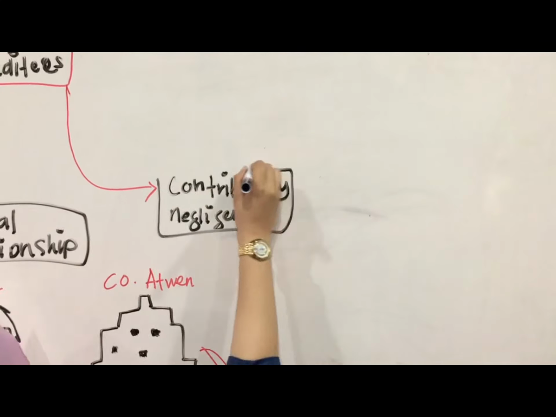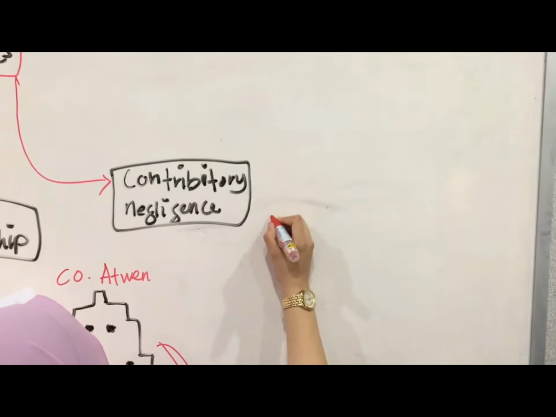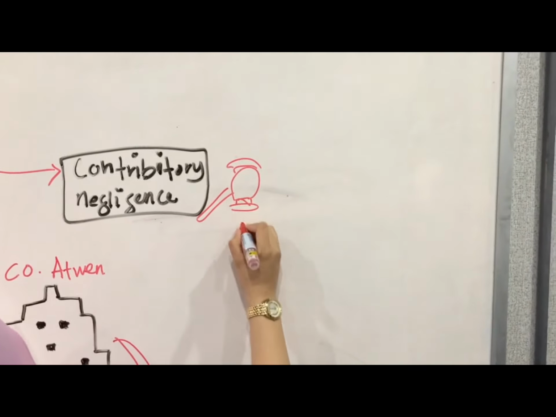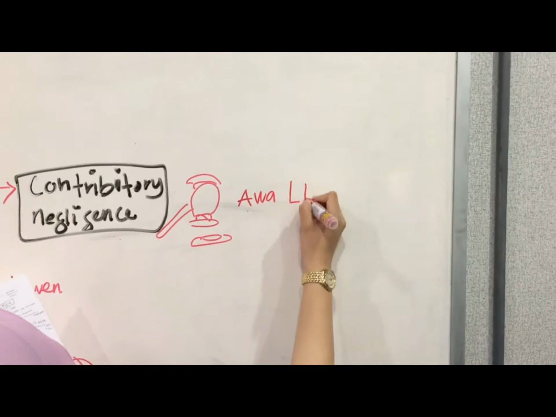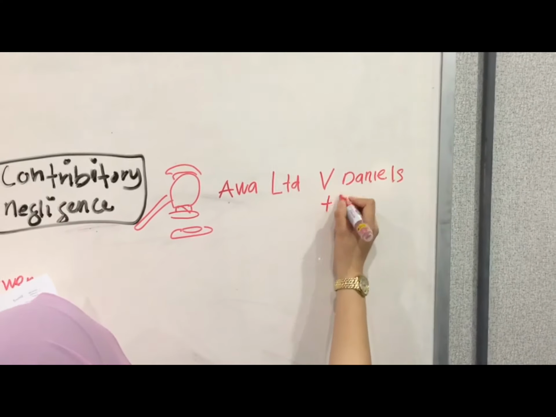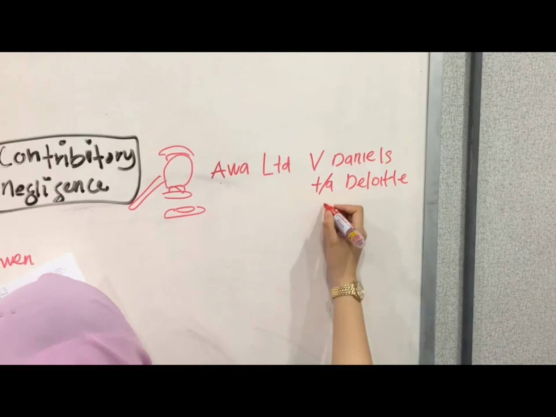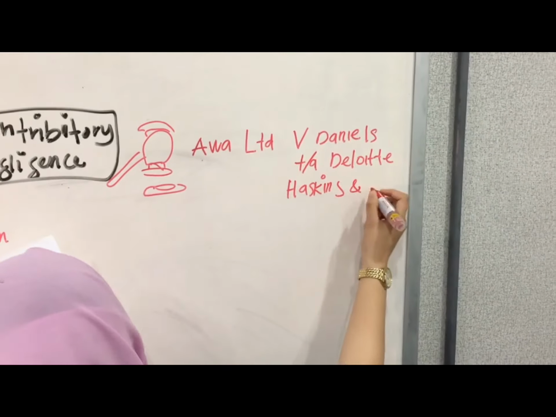The fifth responsibility is about contributory negligence. Contributory negligence relates to the failure of the plaintiff to meet certain required standards of care. Together with the defendant's negligence, it contributes to bringing about the loss in question.